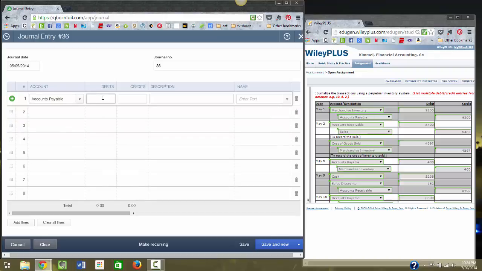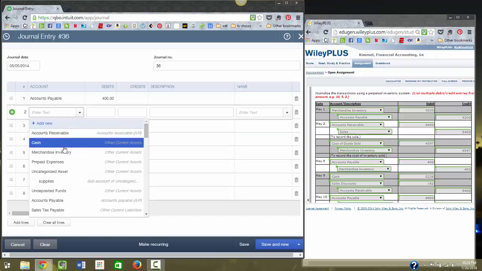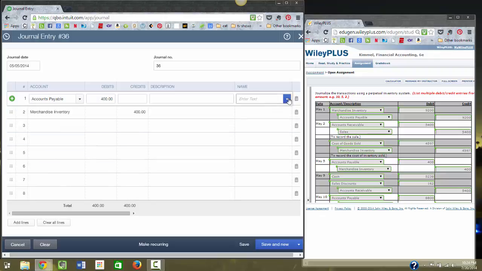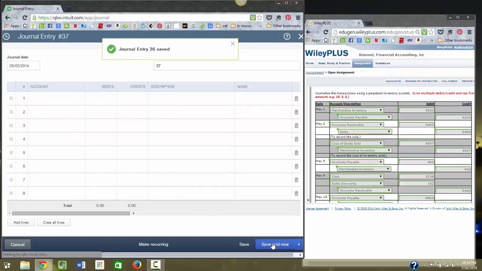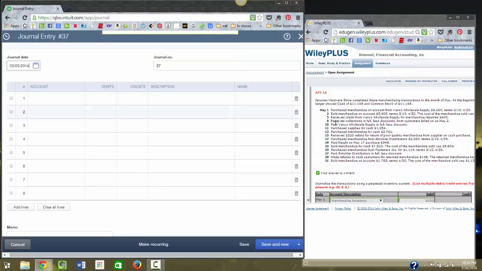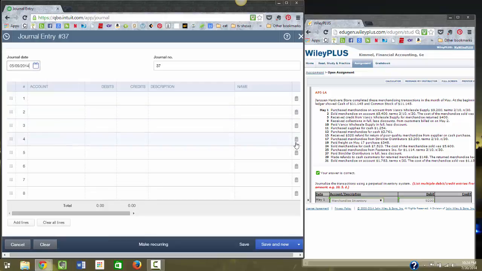That's going to be $400. Okay, and then we're going to credit merchandise inventory for $400. It's right there, $400. Accounts payable, come over for the name. We know this is Vanco Wholesale, so we put them in there. Okay, we've got everything here. Okay, save and enter. Next date up is the May 9th, so we're going to change the date.